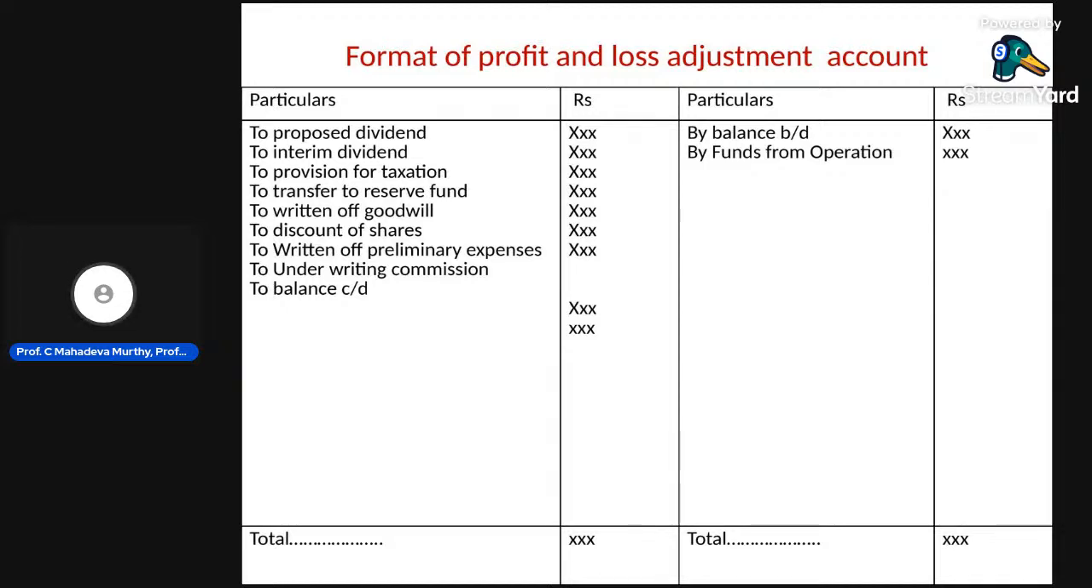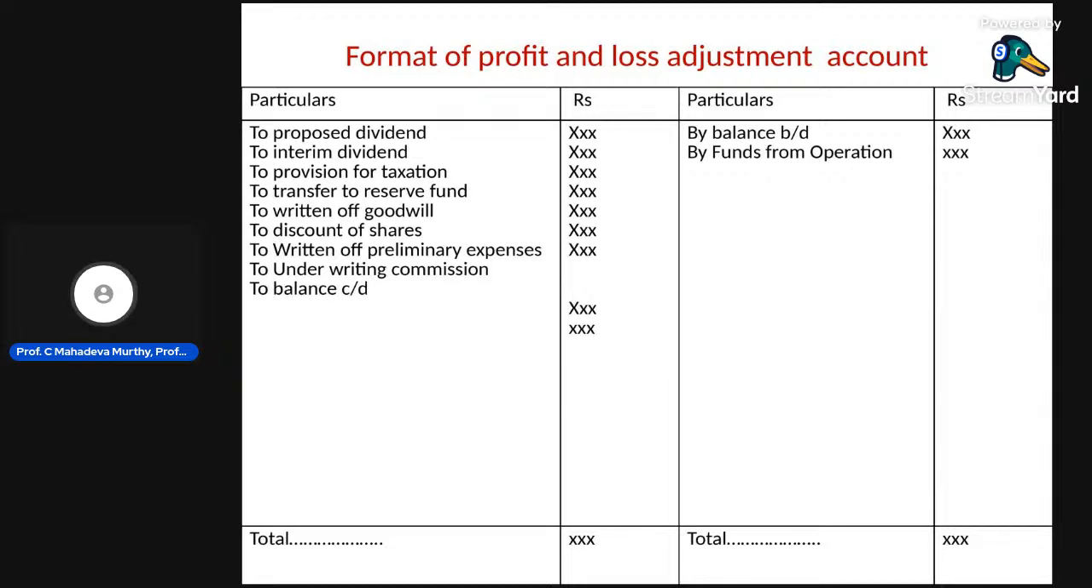Proposed dividend, interim dividend, provision for taxation, transfer to reserve fund, write-off of goodwill, discount on shares, write-off of preliminary expenses, underwriting commission. These are all the probable items on the debit side of the profit and loss adjusted account. Then the credit side: balance brought down, profit and loss adjusted account, that is provided in the problem. Balance brought down, that is rupees.